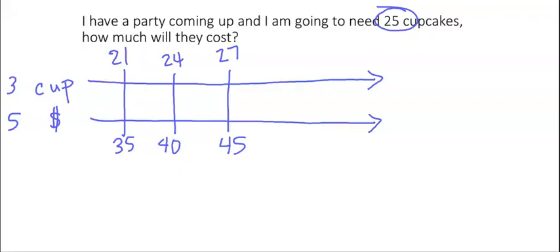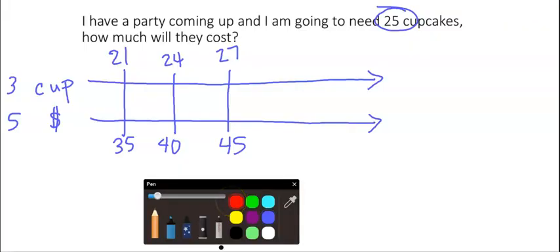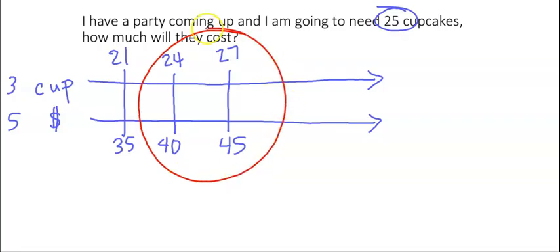So I'm looking for this spot up here. It's going to be in between those two. So remember, I want 25 cupcakes. So I look on the top line, which tells me my cupcakes. And I know between 24 and 27, I've got 25 and 26. So I'm looking right here at 25 cupcakes.